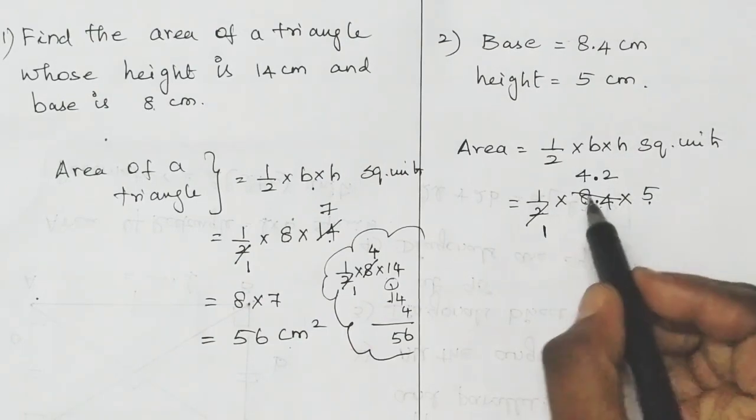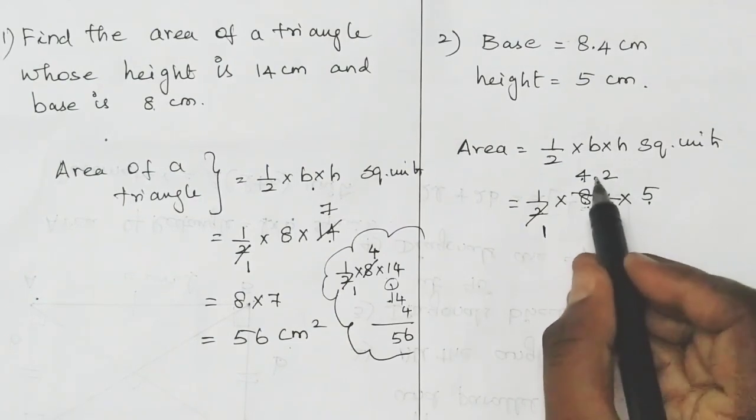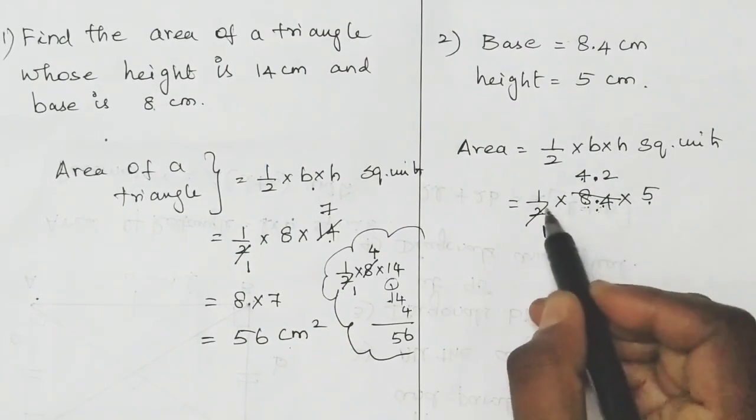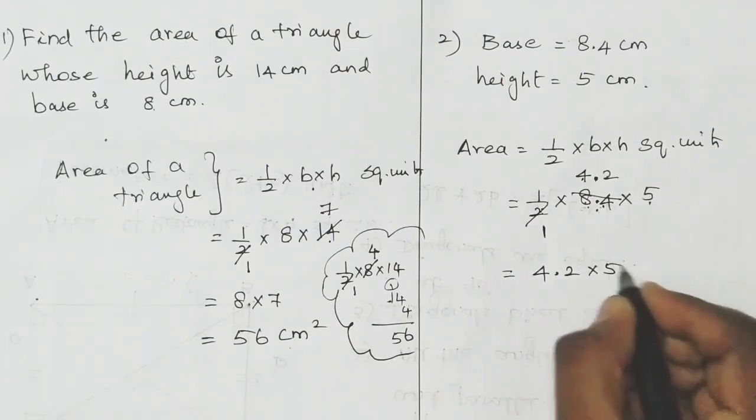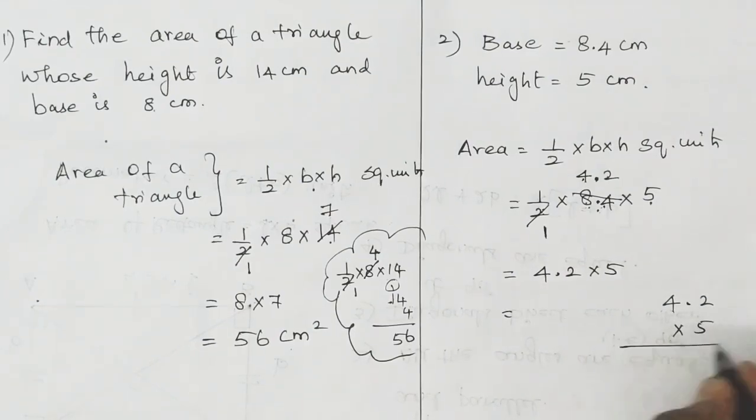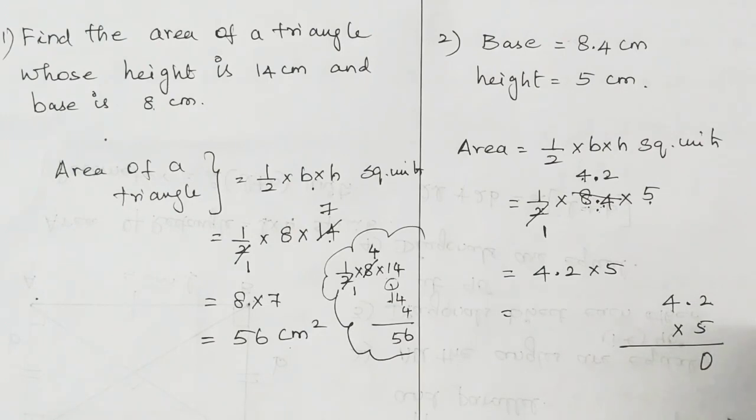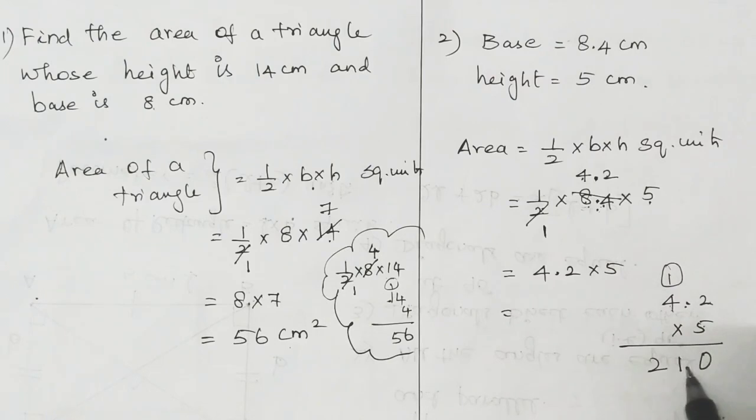Is that clear, children? Listen. First you have 8. So 2 fours are 8. Decimal point. So keep the decimal point. Then you have 4. 2 twos are 4. Now it is 4.2 into 5. Now multiply. 4.2 into 5. 5 twos are 10, 0, 1 carry over. 5 fours are 20. 20 plus 1, 21. You have 1 digit decimal point. So keep the decimal point. 0 after the decimal point has no value. So cancel it. So it is just 21.